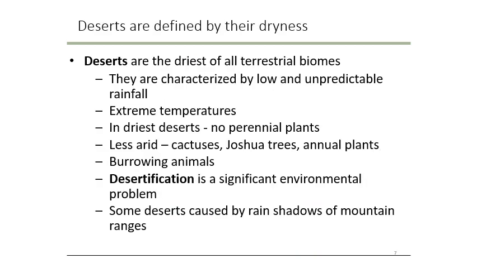Deserts. Deserts are the driest. Very low amount of rainfall and unpredictable, so sometimes you might actually get a lot of rainfall that could lead to floods. They have very extreme temperatures, very dry. In the driest deserts, there are very few plants, maybe no plants at all. Less dry areas, less arid, here we see cactuses, different types of plants there.